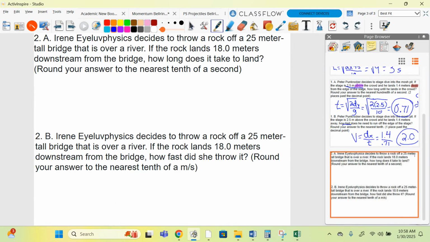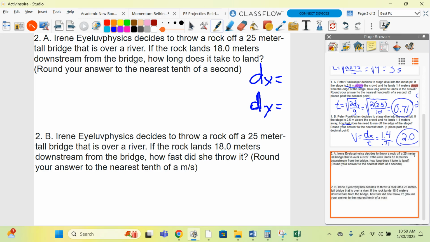Coming over here, we'll do one more together. Again, the main thing that we need to do is identify what is our dx and what is our dy. Our range, the horizontal distance, and our height, the vertical distance, dy. Irene, I love physics, decides to throw a rock off the edge of a 25-meter tall building that is over a river. The rock lands 18 meters downstream from the bridge. How long does it take to land?